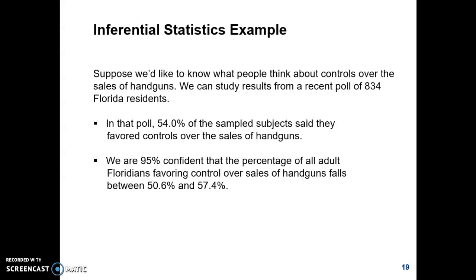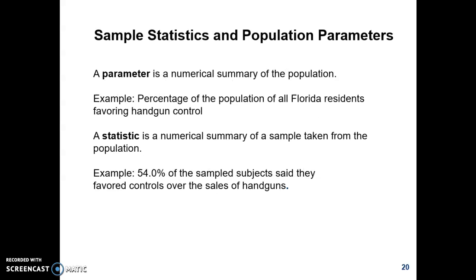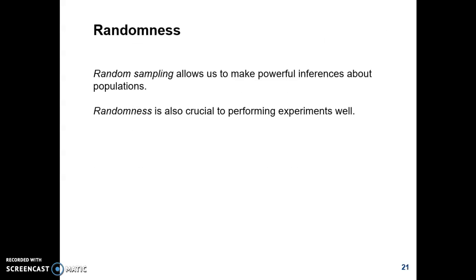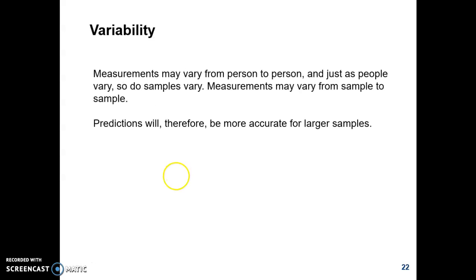Here we're looking at an inferential statistics example about handguns. We talk about the confidence. So 95% confident means we're not totally confident. Again, we're looking at parameter versus statistic. So again, we're looking at numerical summaries, but one is for the population, that's the parameter, and one is for a sample, that's the statistic. We want to make sure when we're doing this, we're going to use random sampling. And if you can't do random, you really can't do statistics.